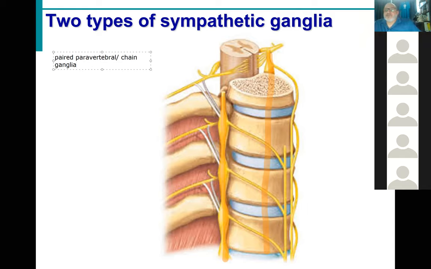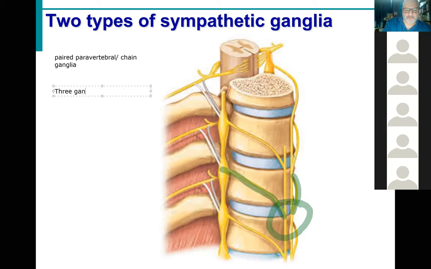But again, this picture doesn't do the best job of showing this, so we will cheat. Notice how there are some nerves that are coming out of here and coming out from the other side as well, and coming to the middle of the vertebrae in front of the spinal cord. There are three ganglia that are located in front.